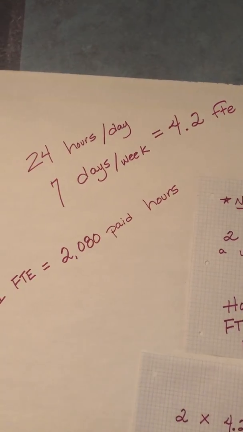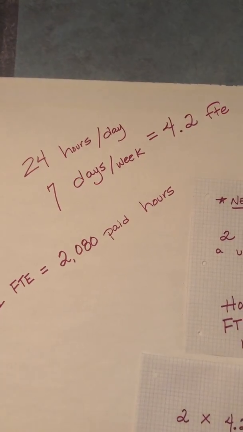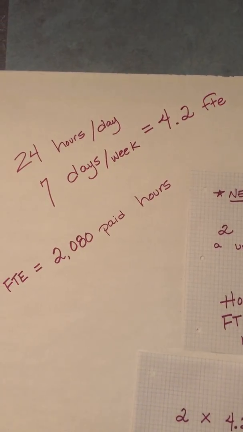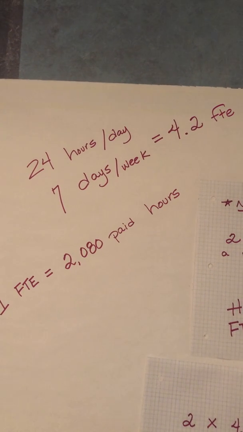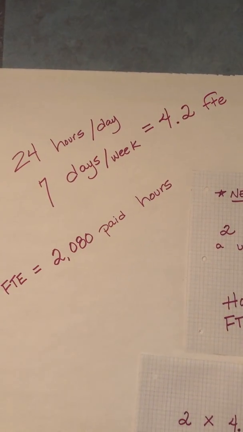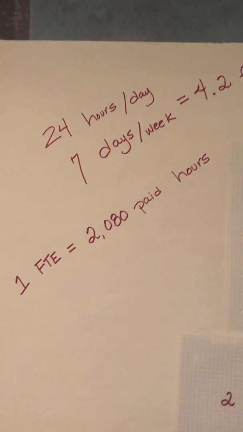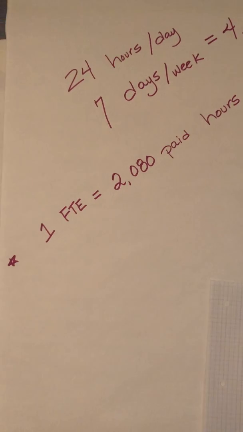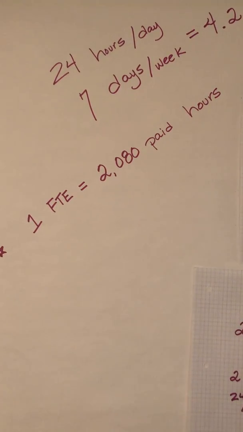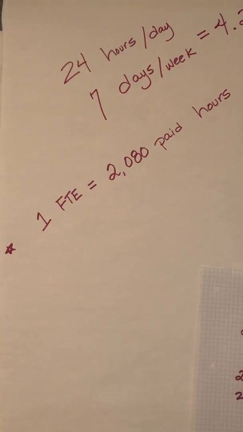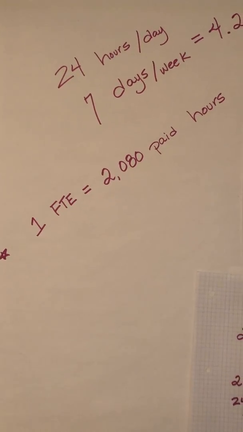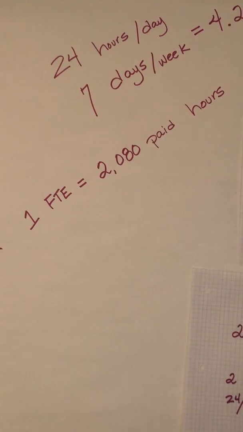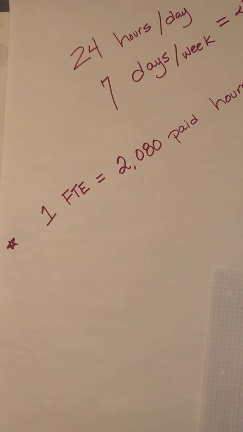FTE is a full-time equivalent. It is not a person. Actually, people can work in different increments of full-time equivalent to equal a total of 4.2. So please keep that in mind, and hopefully that's not too confusing. Another way to look at an FTE is that one FTE equals 2,080 paid hours in a year, in a 12-month period. One FTE equals 2,080 paid hours.